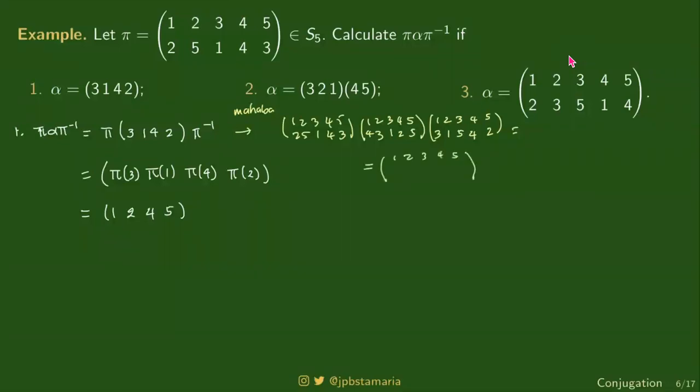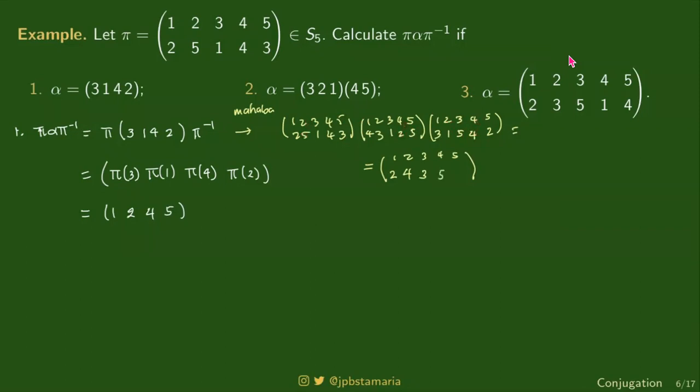Ang dami kang gagawin. So we do this 1 to 3, 3 to 1, 1 to 2. Lalagay mo dito 2. Di ba? Tapos dito 2 to 1, 1 to 4, 4 to 4. 4. Next, 3 to 5, 5 to 5, 5 to 3. That's 3. Next, 4 to 4, 4 to 2, 2 to 5.